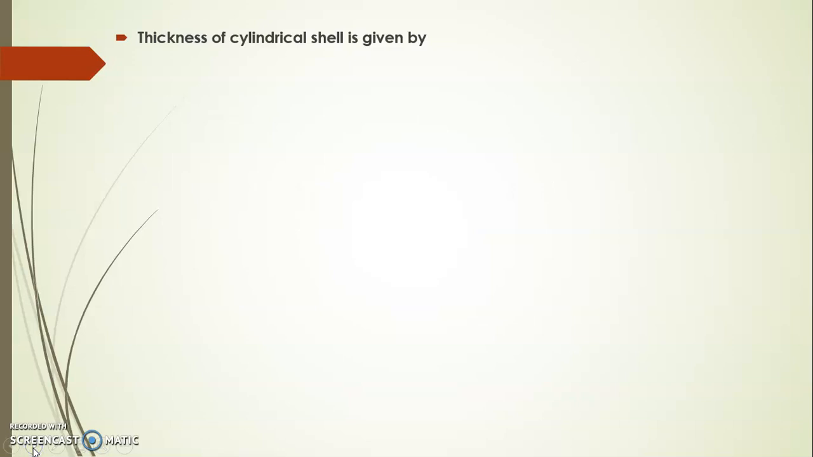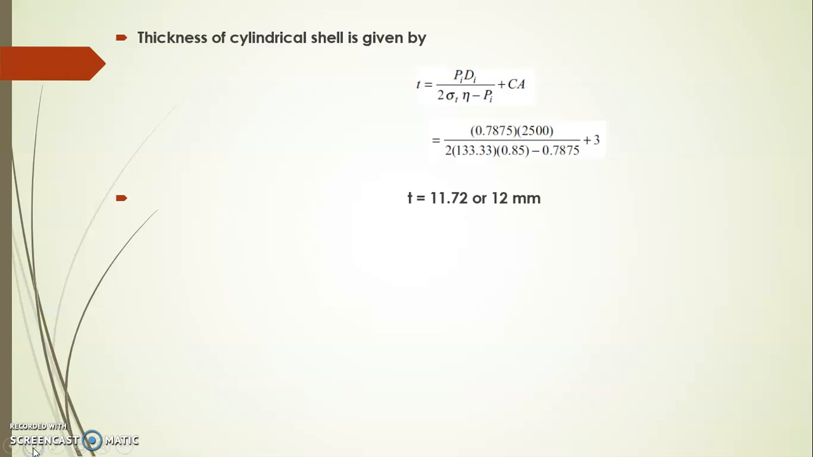Therefore thickness of cylindrical shell is given by small t is equal to Pi Di divided by 2 sigma T eta minus Pi plus Ca. Therefore substituting the values, 0.7875 into 2500 divided by 2 into 133.33 into 0.85 minus 0.7875 plus 3. Therefore small t, that is thickness of the cylindrical shell, we are getting it as 11.72 mm or which is nearly equal to 12 mm.